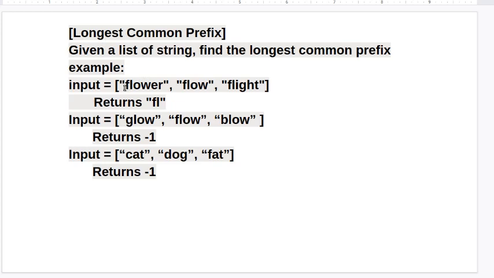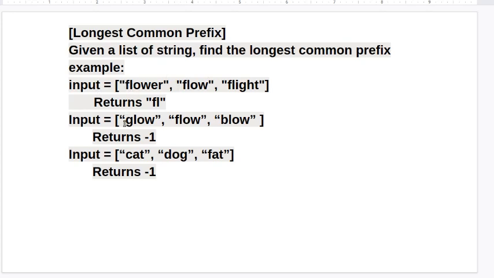So a prefix is something that starts from left to right. So here the prefix of this word is F, for this F, for this F. So we want to find out the longest common prefix among all the tokens in this input. So our input is a list and we want to find out the longest common word from them.